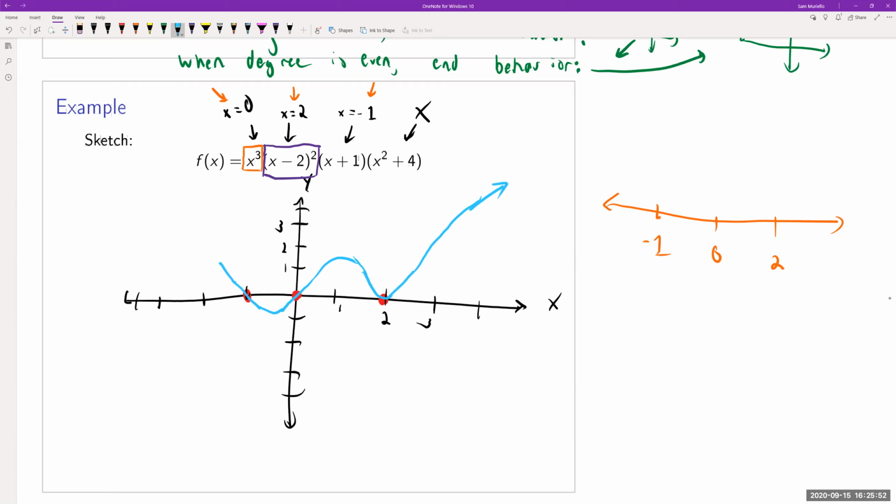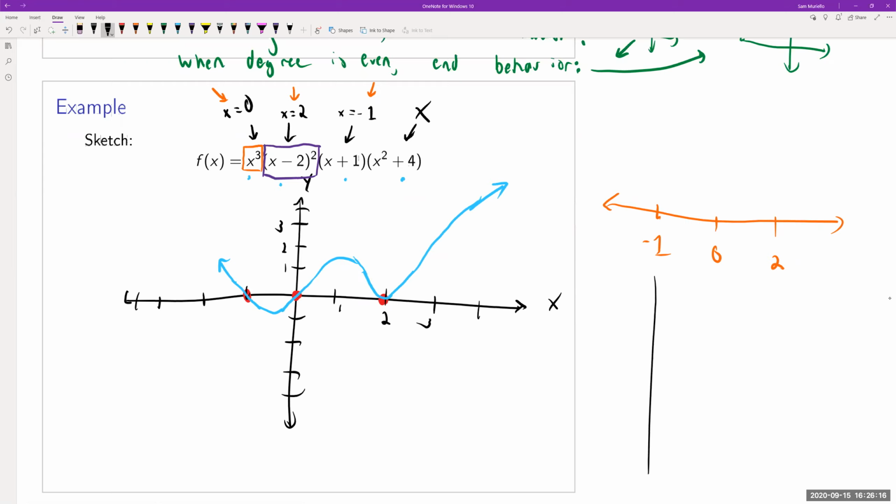Make sure we throw an arrow on the end. And we can double check the end behavior. The total degree of this function, 1, 2, 3, 4, 5, 6, 7, 8. Degree 8 should have end behavior the same on the left and on the right, and it does here. It's pointing upwards in both directions, so this seems consistent.